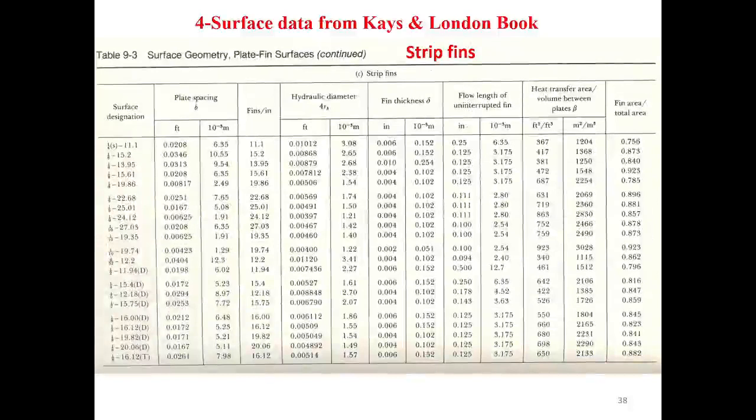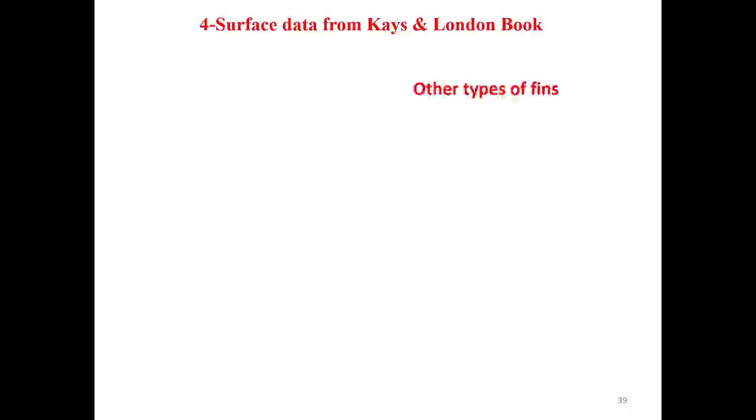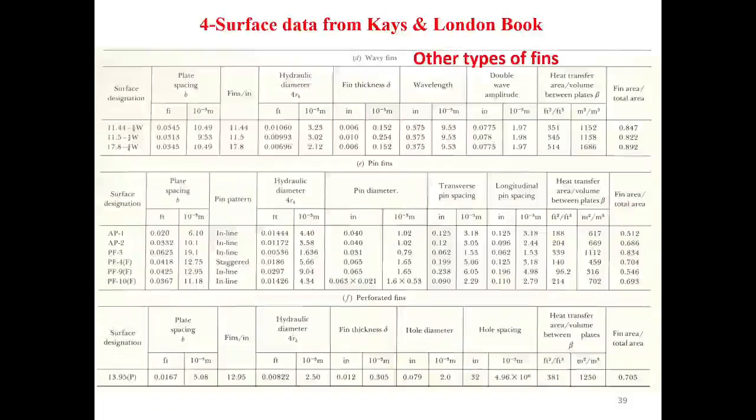All these tables are from Kays and London. This is part C, which is for strip fin. We have several surfaces here. Then we go to other types of fins, like part D, which is wavy, part E, which is pin fin, and then perforated fins. We have one surface, and you have all the information for that surface.